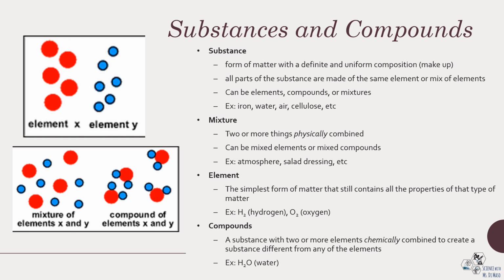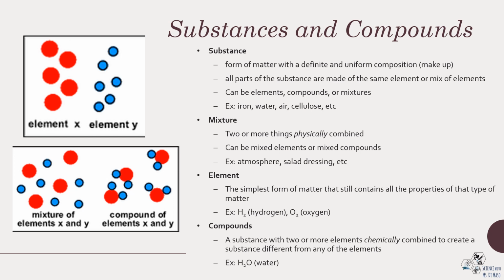There's elements. These are the simplest form of matter, but they still contain all the properties of that type of matter. So it's like saying, how small can I make iron so that it still has all the properties of iron? If I make it any smaller than this, it's not really iron anymore, it's something else. Some examples, like I said, are iron, hydrogen, oxygen.